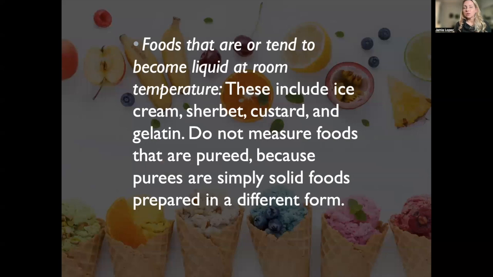Okay, so if your patient eats 200 mLs of a beef stew, that would be considered food. But if they eat 200 milliliters of ice cream, that is a liquid intake. So know that for quiz questions and things like that. You don't measure pureed foods because even though it's pureed, it's technically a solid food.